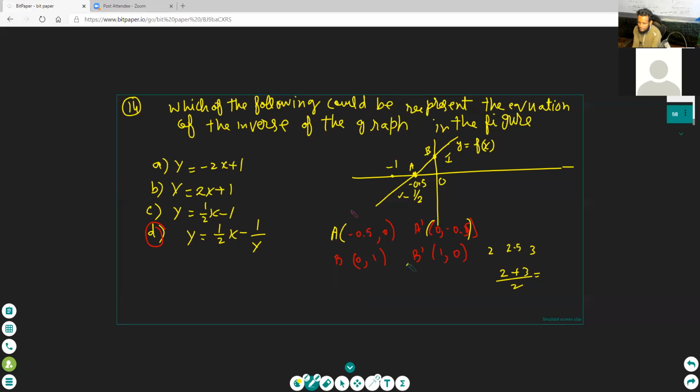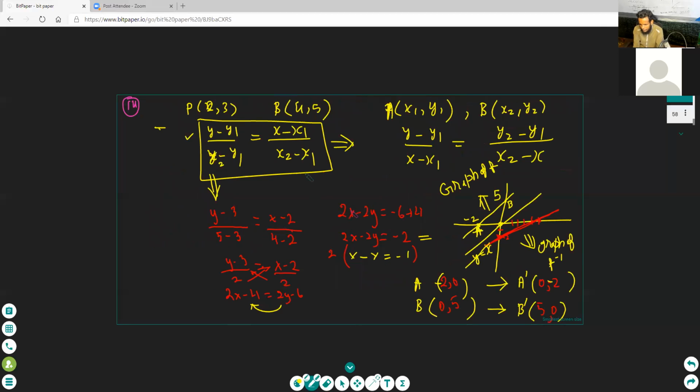Use these points in the two point formula. What was the formula for two point? Oh, now I understand. So the two point formula was, I think, x minus x1, y minus y1, over x2 minus x1 and y2 minus y1. Yes, good. Formula is correct.